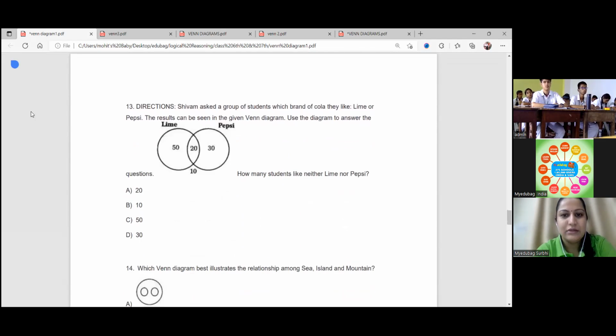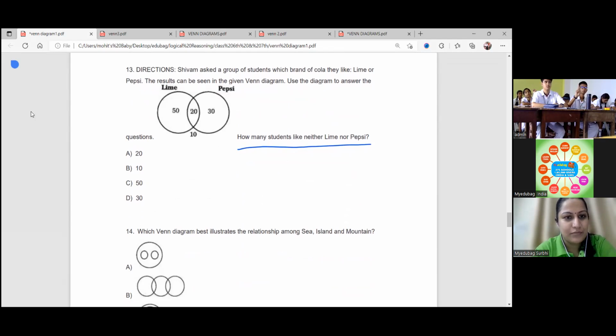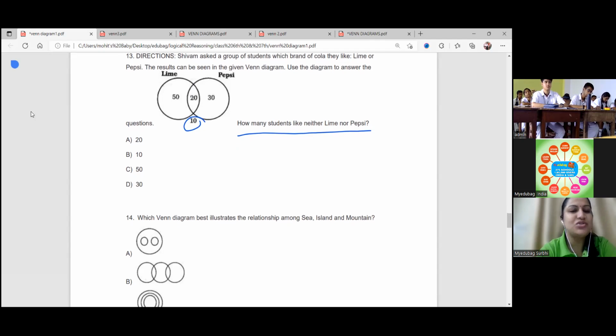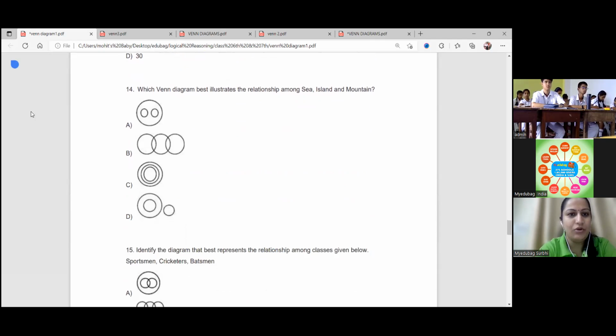Okay. Then how many students like neither Lime nor Pepsi? 20? No. 20 is the, okay, second. Yeah, it is second, 10. So these are the students who don't like Pepsi and Lime. Okay, these are the ones who like only Lime. These are the ones who like only Pepsi, and these ones like Lime and Pepsi, and these are the ones who do not like Lime or Pepsi. Clear? Okay, 14. Which Venn diagram best illustrates the relationship among sea, island, and mountain?